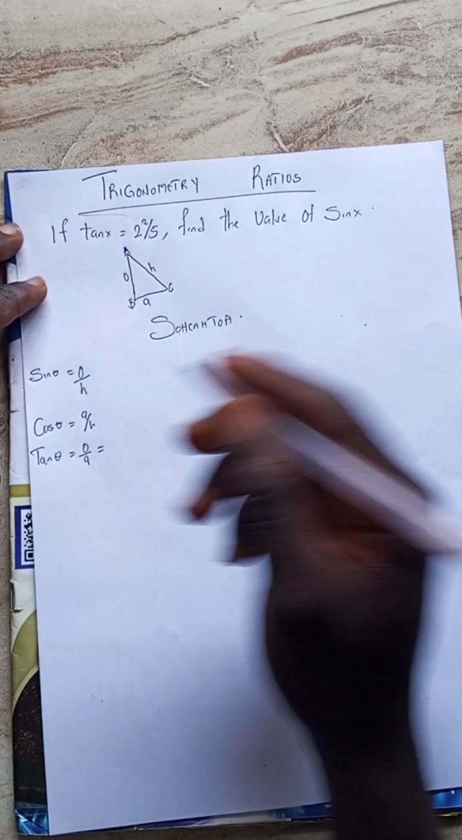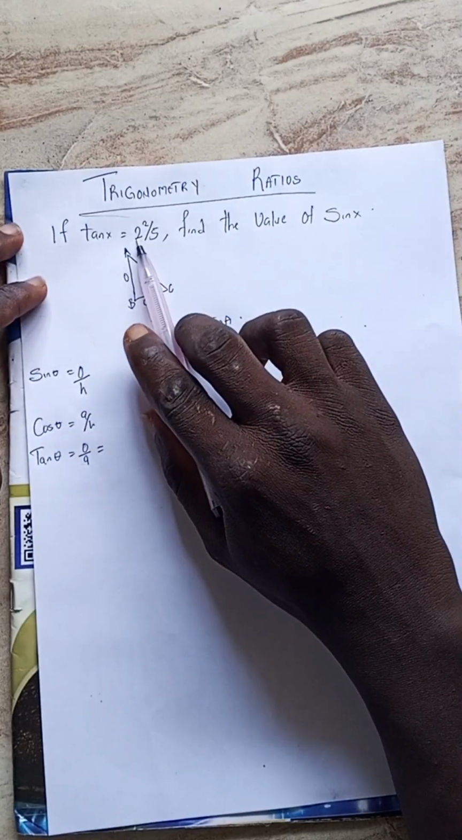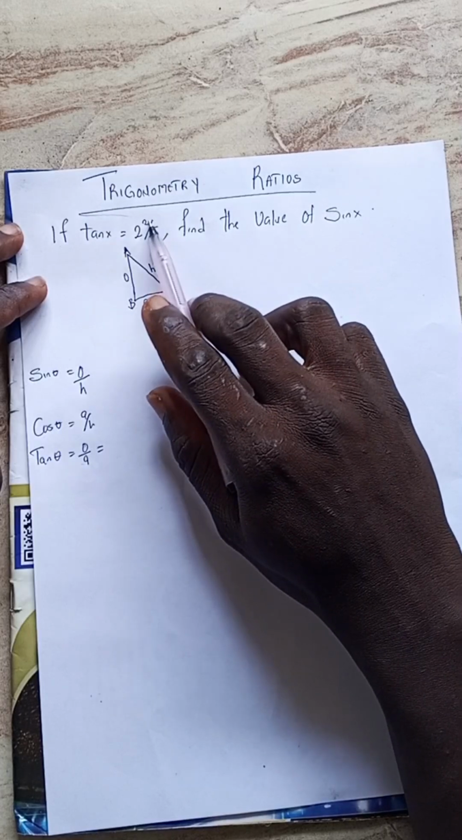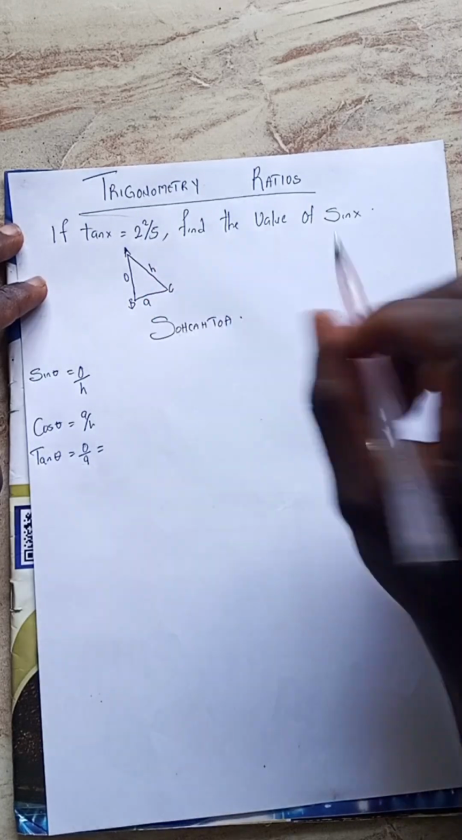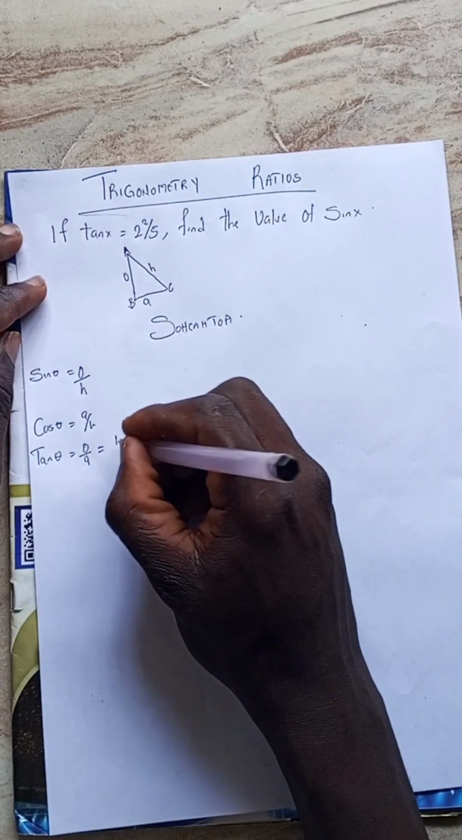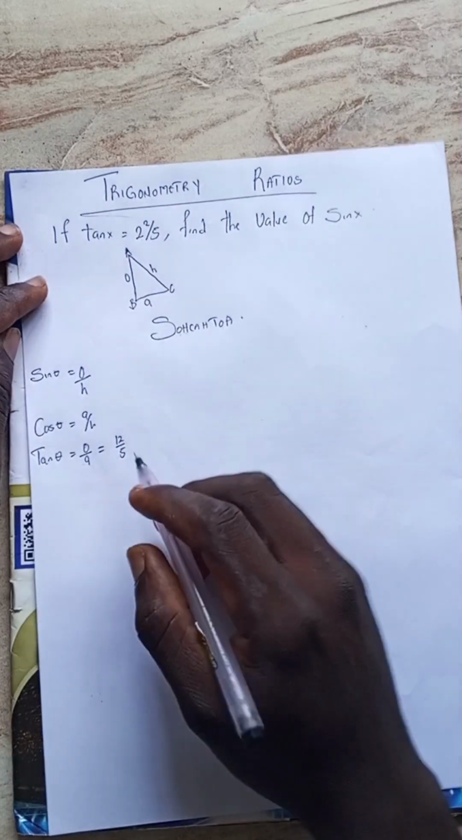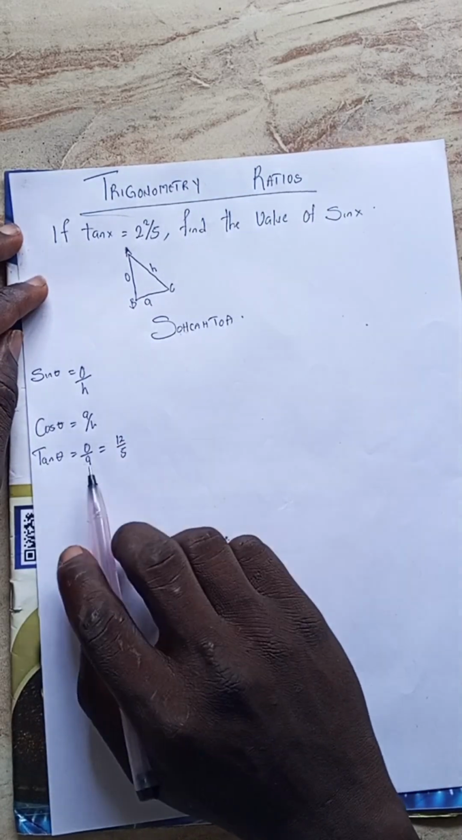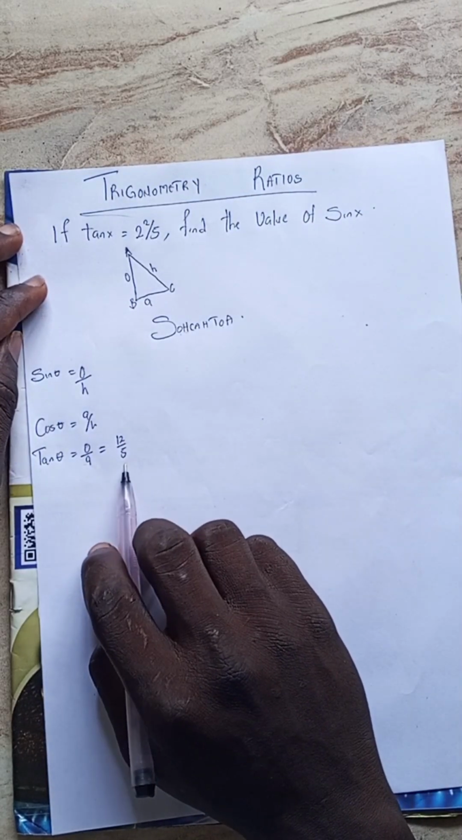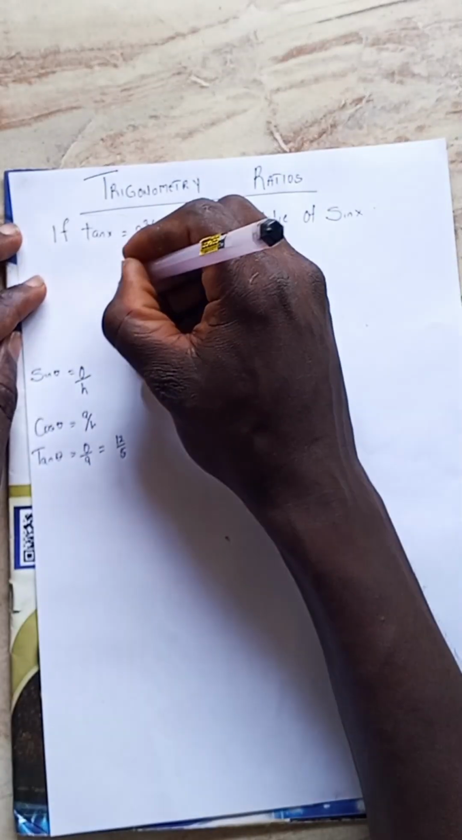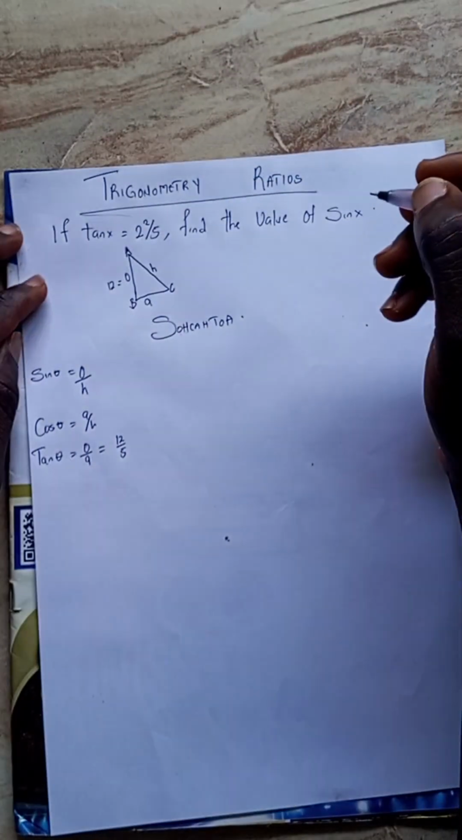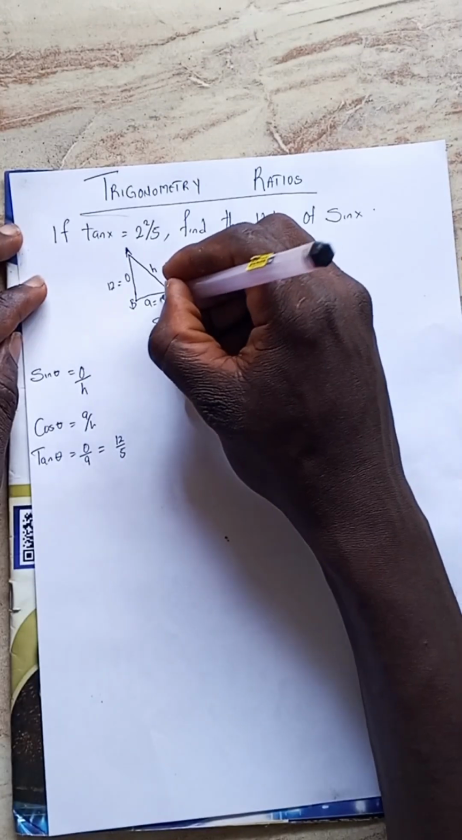So now let's interpret it. We have 5 times 2, 10, then plus 2, that's 12 over 5. So our tan theta is now 12 over 5. That determines that our opposite is 12 and our adjacent is 5.